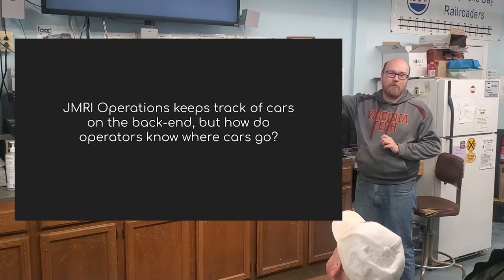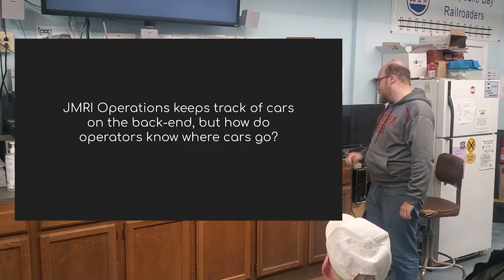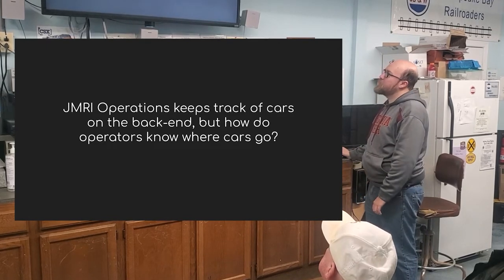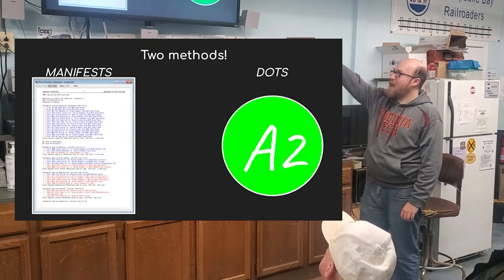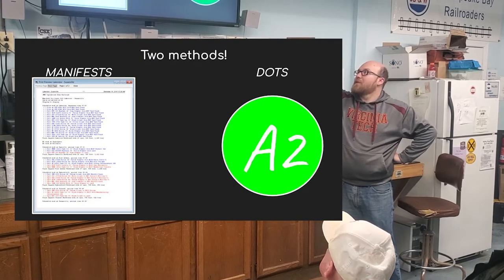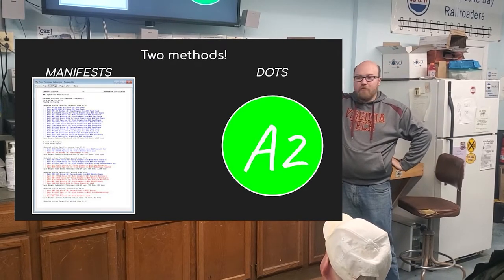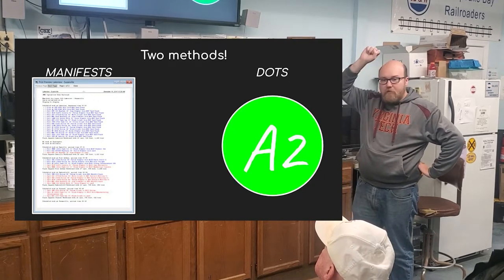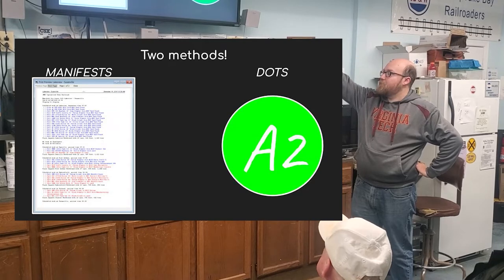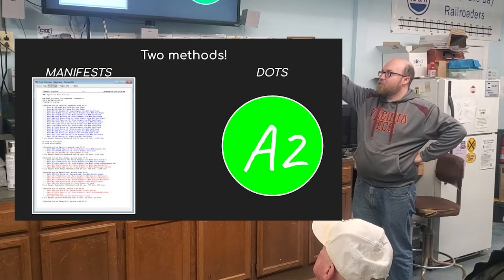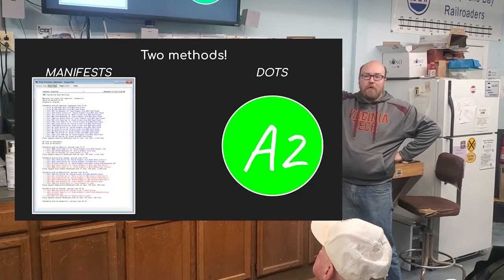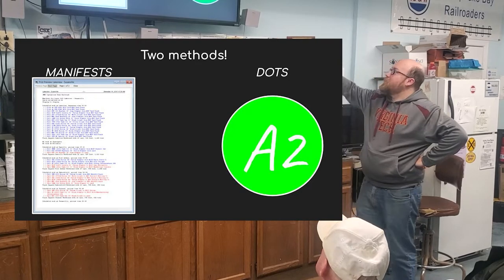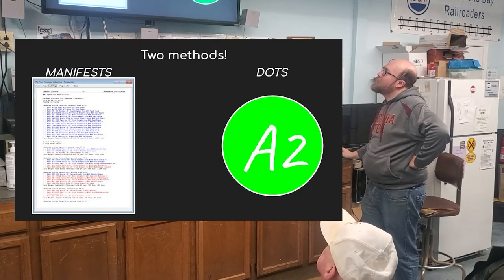So, but how do you on the railroad know where your cars need to go? And we're going to use a couple methods. First, like I mentioned, that is what your switch list looks like. So JMRI, once it builds a train, it will print you a switch list and tell you where all the cars need to go. But the thing about that is if you're not familiar with car IDs and track locations, all that, this can be a little bit overwhelming. So we have a backup method, which I'll get into. I'm just calling it dots, but we'll get into that.